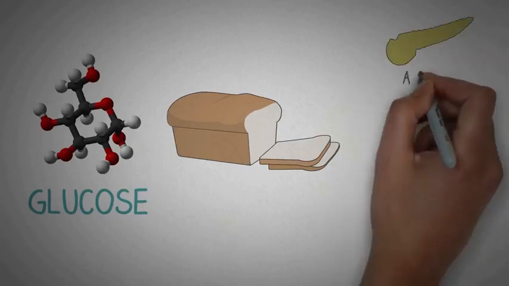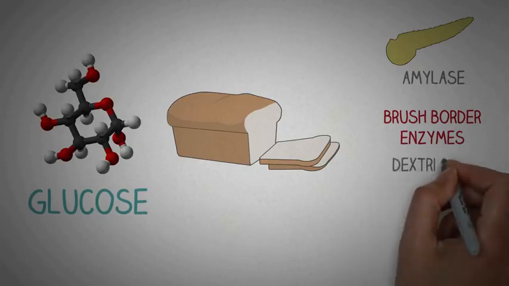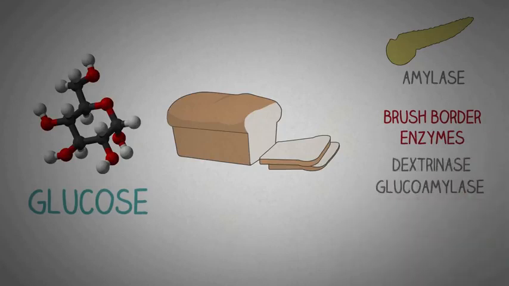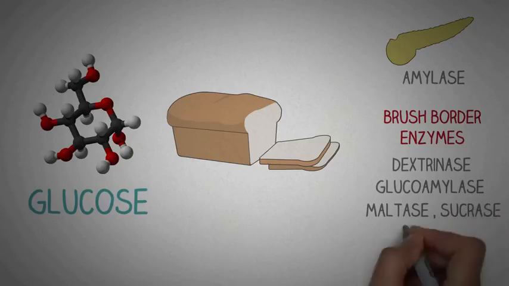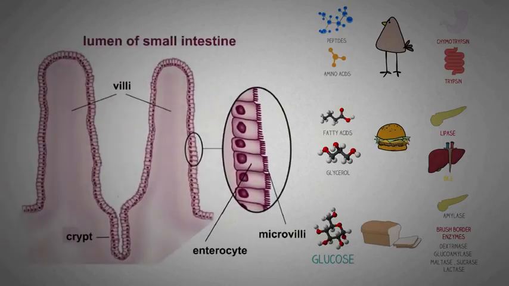The main enzymes that digest carbohydrates are amylase from the pancreas, which converts complex carbohydrates into simple ones, and also enzymes from the small intestinal wall, which are known as brush border enzymes. These enzymes include dextrinase, glucoamylase, maltase, sucrase, and lactase. So all of this complex food is broken down into simple molecules which are easy to absorb.